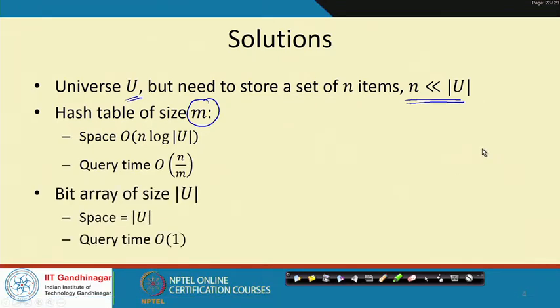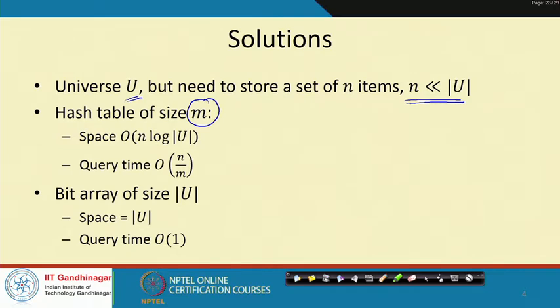The other extreme is to create a bit array of size cardinality of U. Here you do not store the element IDs; you know U in advance, and you keep a bit array of the same size. You devote one bit for every element of the universe. So, the space needed is of course exactly the cardinality of U. However, now you have reduced the query time to order 1, right. So, there is a trade off.